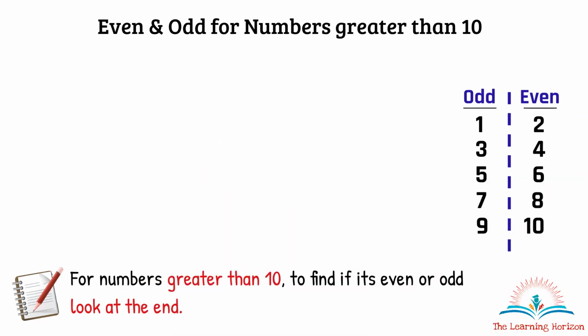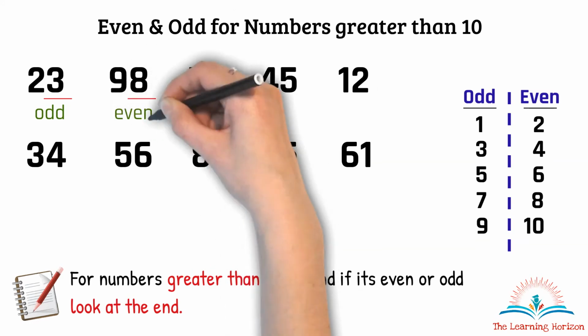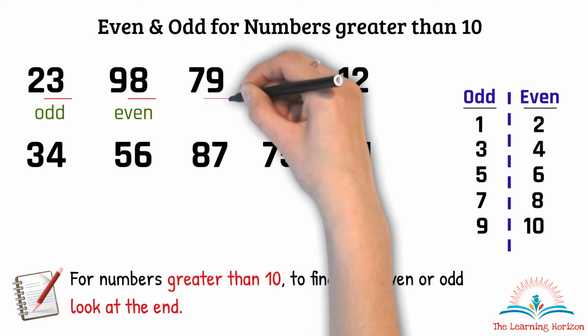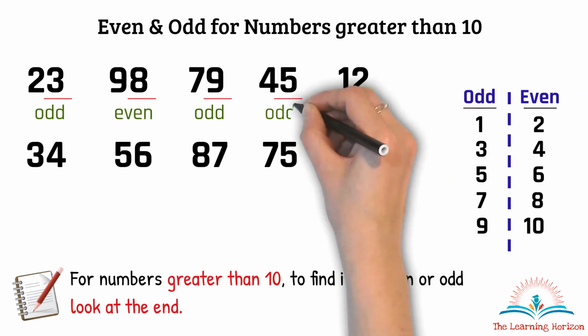Let us look at some more examples. Here 3 is a number at the end. 3 is an odd number. So 23 is an odd number. 8 is an even number. So 98 is an even number. 9 is an odd number. So 79 is an odd number. 5 is an odd number. So 45 is an odd number.